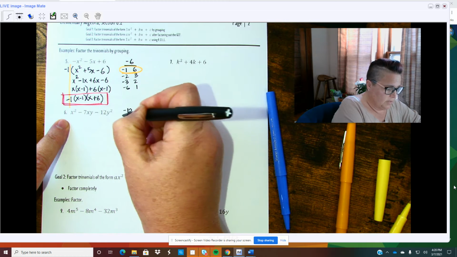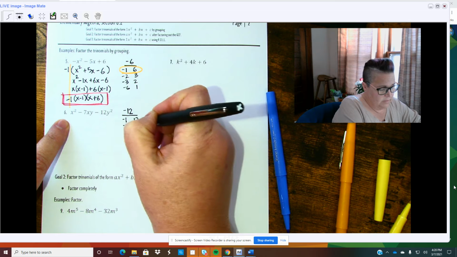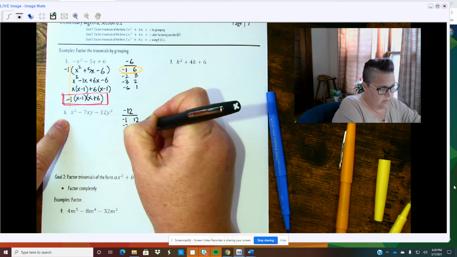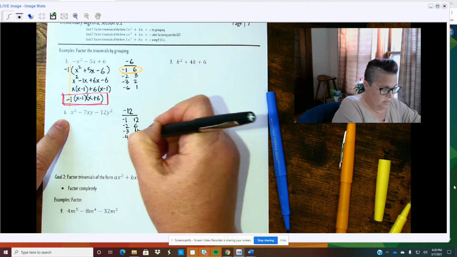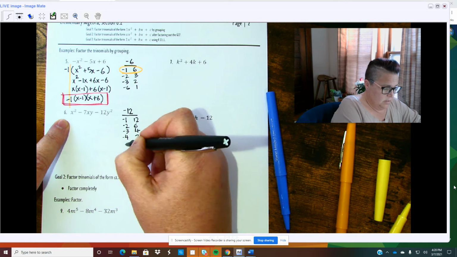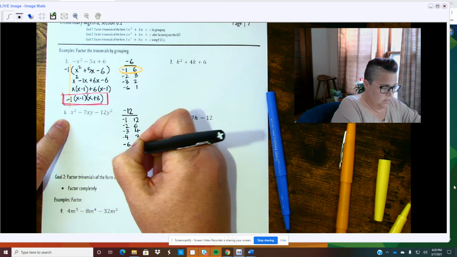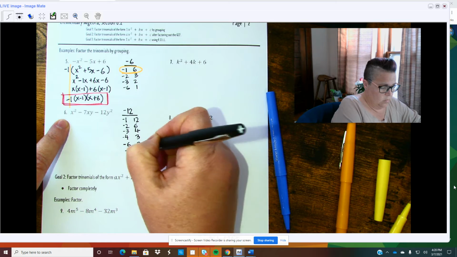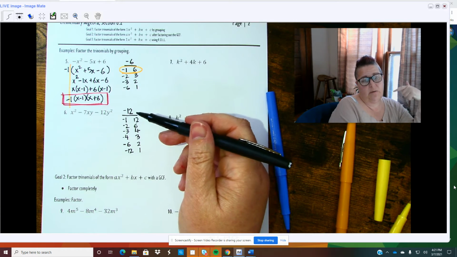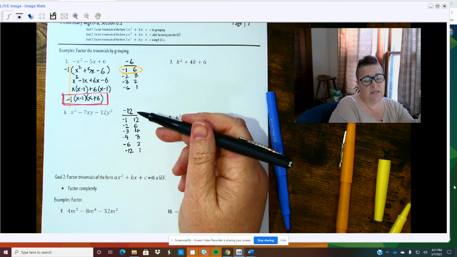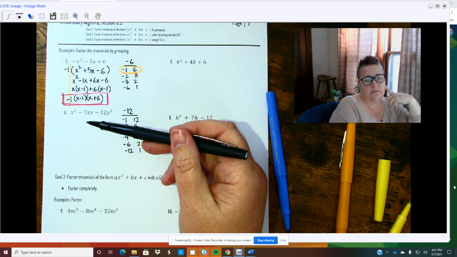1 times a negative 12, a negative 12. So I'm going to do a negative 1 and a 12, a negative 2 and a 6, a negative 3 and a 4, a negative 4 and a 3, a negative 6 and a 2, a negative 12 and a 1. I need the pair of numbers that will multiply to give me a negative 12, but when added, I get a negative 7.